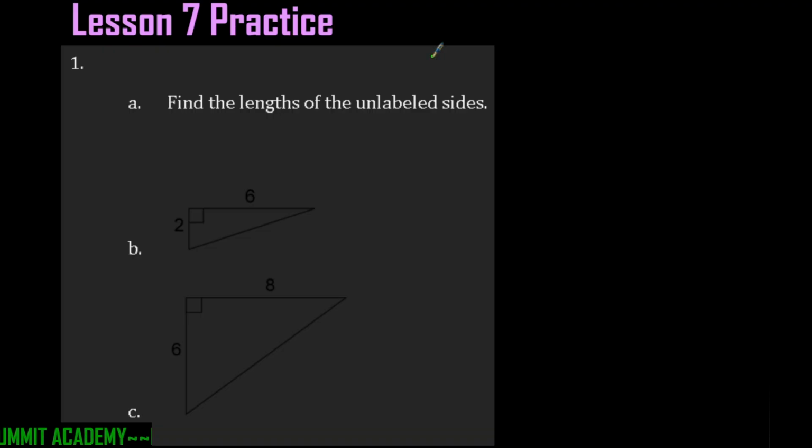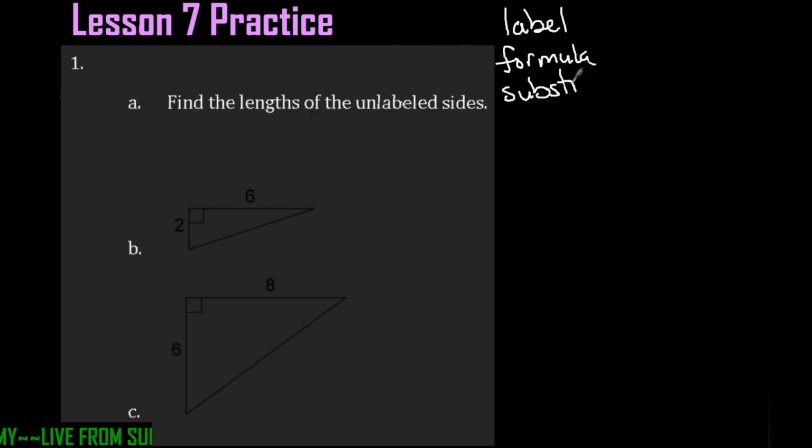All right, underneath of it, similar setup, we're trying to find the lengths of the unlabeled sides or the missing sides. So same kind of setup I'm going to do. Just like we did on the last set of nets, we had labels, we had our formula or our equation, we substitute, and we solve. So make sure you're following those steps when you're trying to find that missing side length.